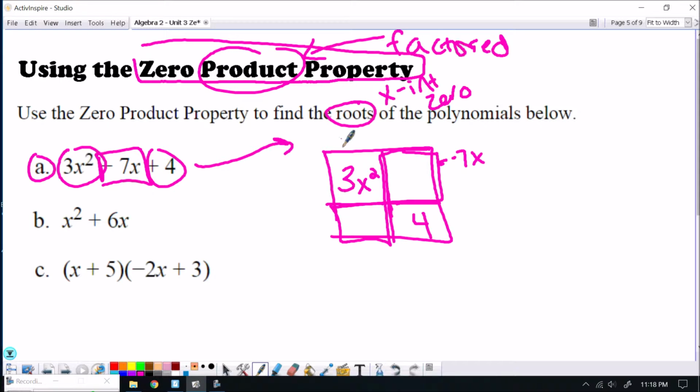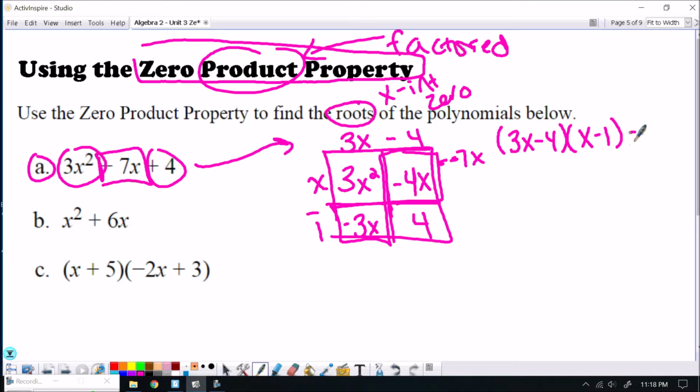So 3x squared can be broken into 3x times x. 4 can be broken into 1 times 4. So we have 3x squared, 4x, and 3x, but I want to make a negative 7x. So I'm going to stick a negative on the 1 and the 4. So this turns into being 3x minus 4 times x minus 1.